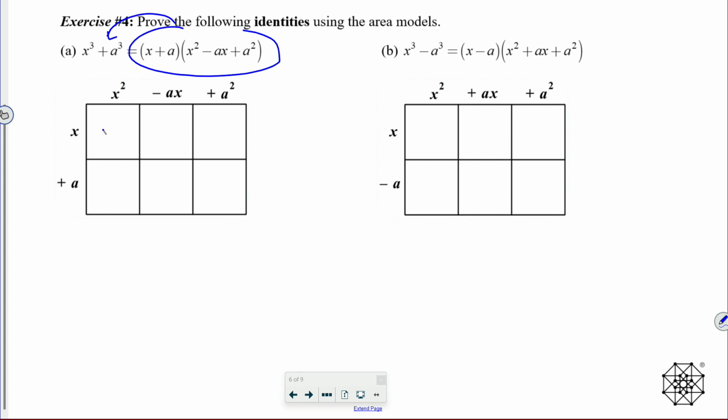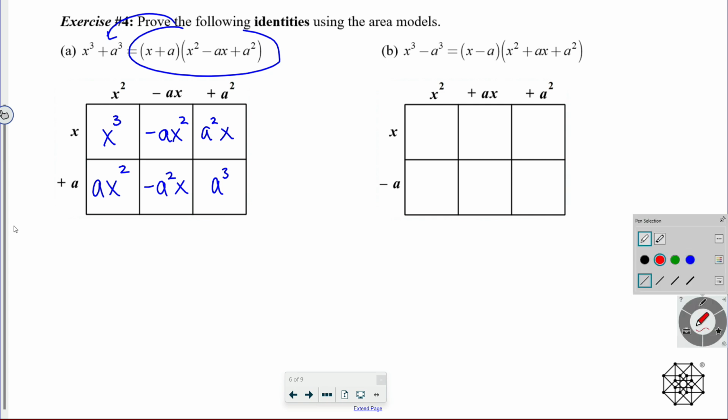We've got x times x squared, which is x cubed. We've got x times negative ax, which would be negative ax squared. We've got x times a squared, which would be positive a squared x. We've got positive a times x squared, which is positive ax squared. Positive a times negative ax, which would be negative a squared x. And then we've got positive a times positive a squared, which would be positive a cubed.